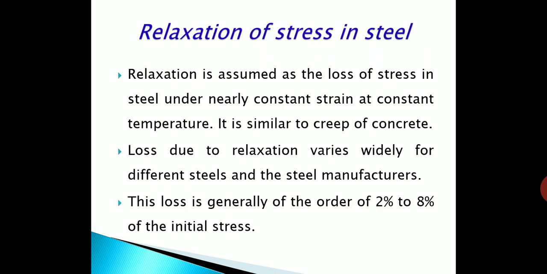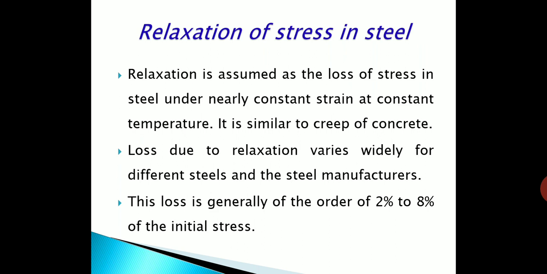Next factor is relaxation of stress in steel. Relaxation is assumed as a loss of stress in steel under constant strain at a constant temperature. Now, strain is what? Change in length upon original length. So when steel is subjected to a constant strain and a constant temperature, there are losses due to relaxation of steel. It is somewhat similar to the creep in concrete.